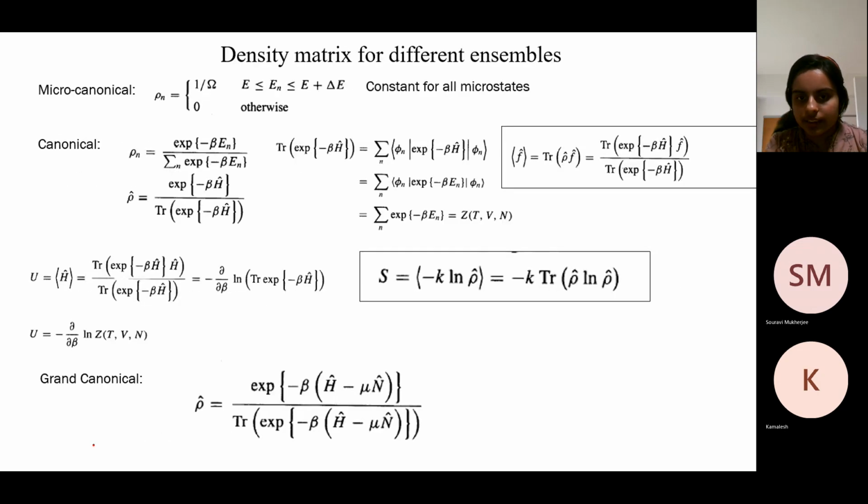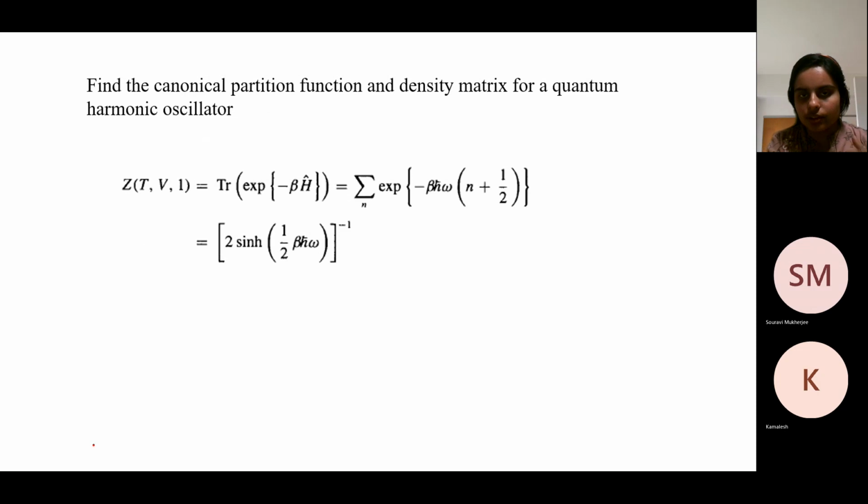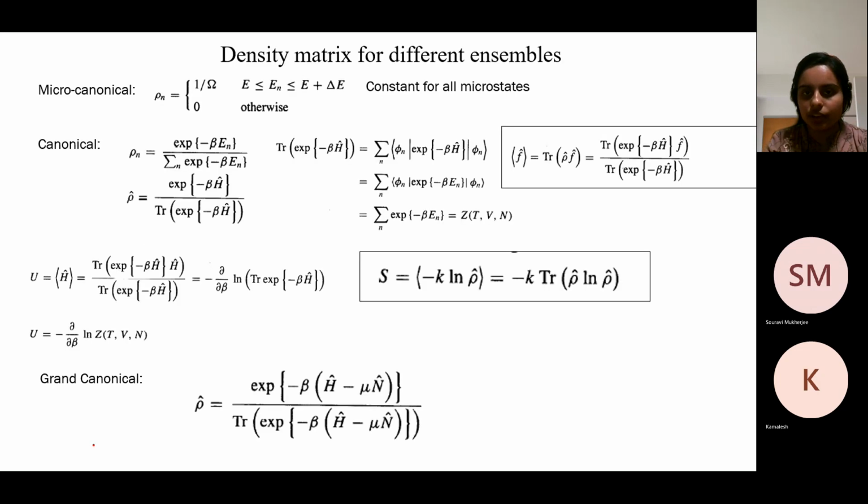Okay, so I think that's it for today. This is just an example. I did not give multiple examples because whatever you had done for the classical canonical case will be similar in this case. Only now the representation will be in terms of matrices. Okay, so that's it for today.